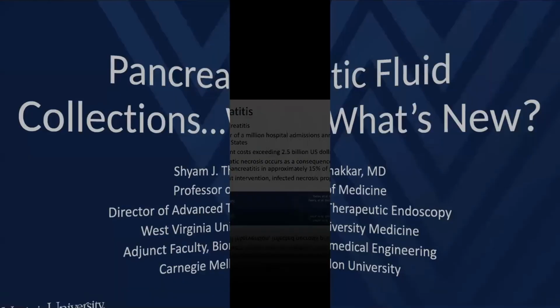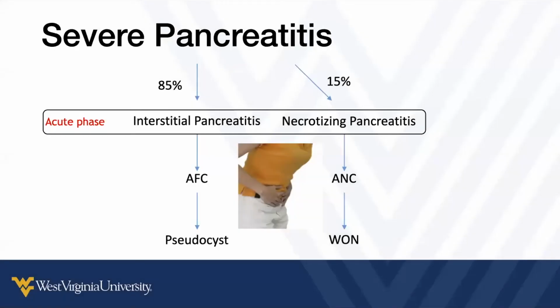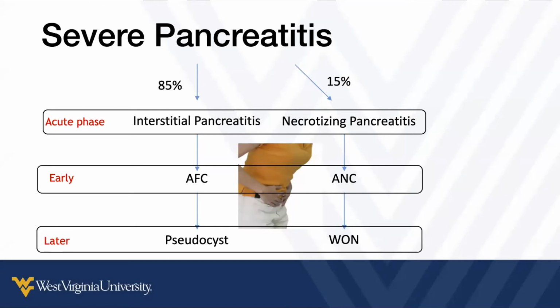As most of you are aware, pancreatitis is one of the leading causes of hospital-related admissions in the United States. Inpatient costs exceed $2.5 billion US, and pancreatic necrosis occurs as a consequence of severe acute pancreatitis in approximately 15% of patients. Without intervention, infected pancreatic necrosis can oftentimes progress to death. Now, when severe acute pancreatitis happens, it usually develops into an interstitial pancreatitis, but can also develop into a necrotizing pancreatitis. Early on, this can have collections known as an acute fluid collection or an acute necrotic collection. And as these collections mature, they develop into pseudocysts or walled off necrosis.